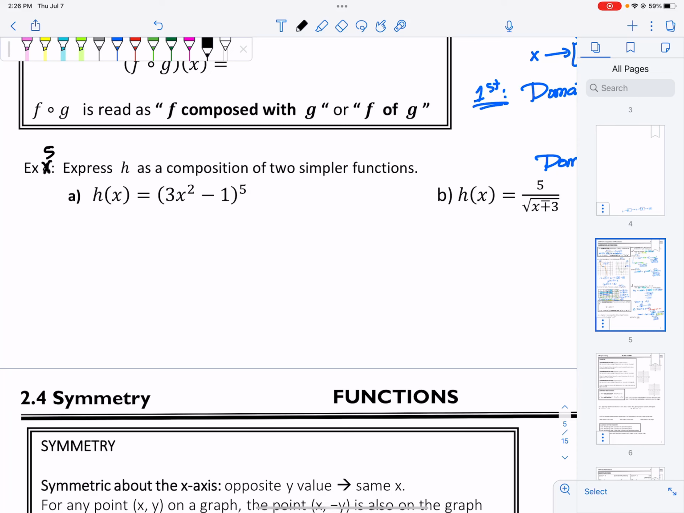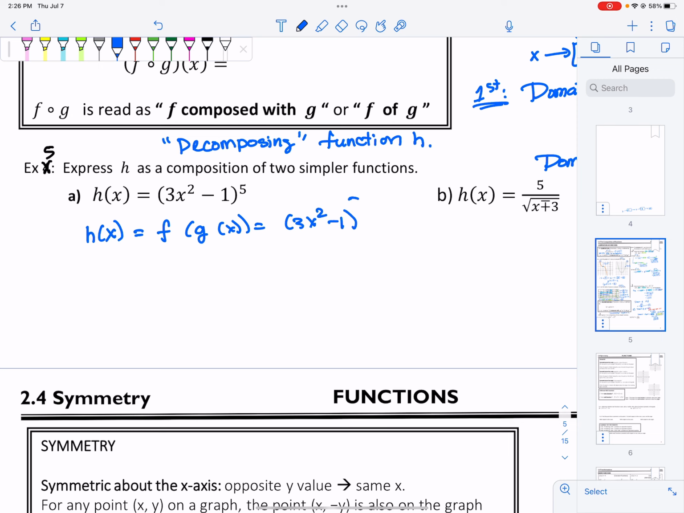This is example 5. Express h as a composition of two simpler functions. This is the same thing as decomposing. We're decomposing the function into simpler functions. So what we want to do is find two functions, let's call those two functions f and g, so that f of g of x is the result, (3x squared minus 1) raised to the fifth.